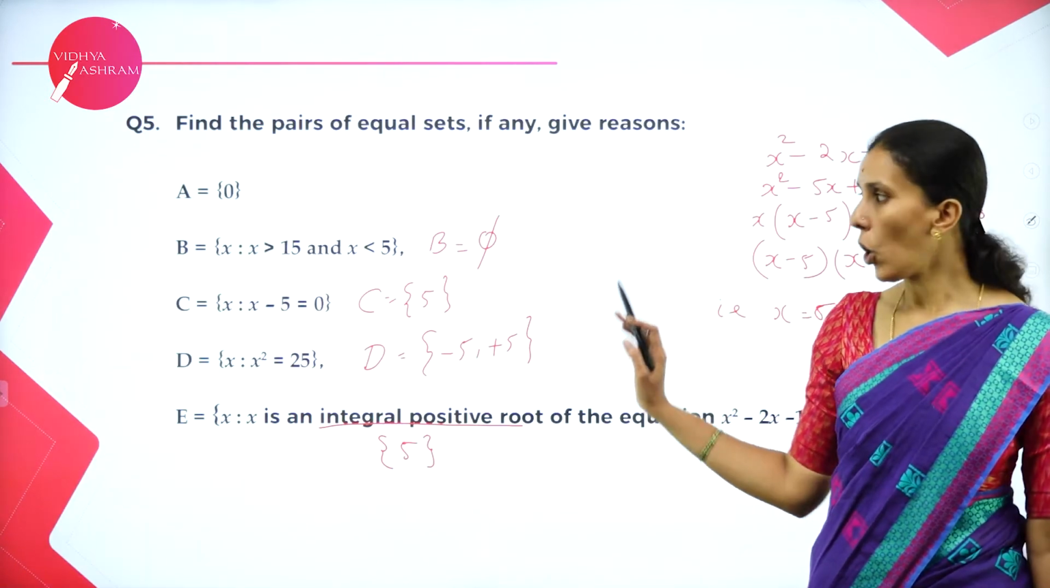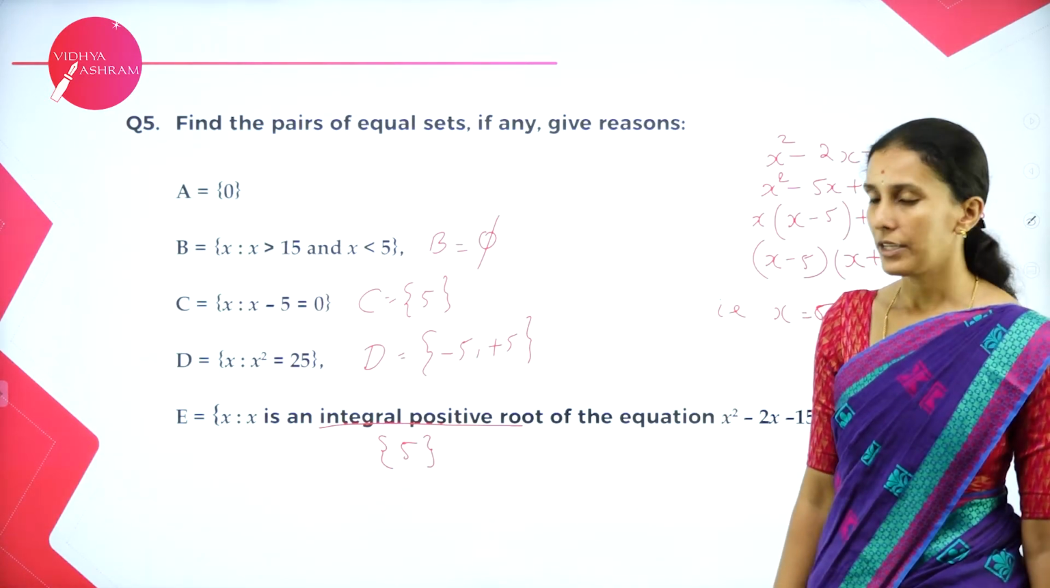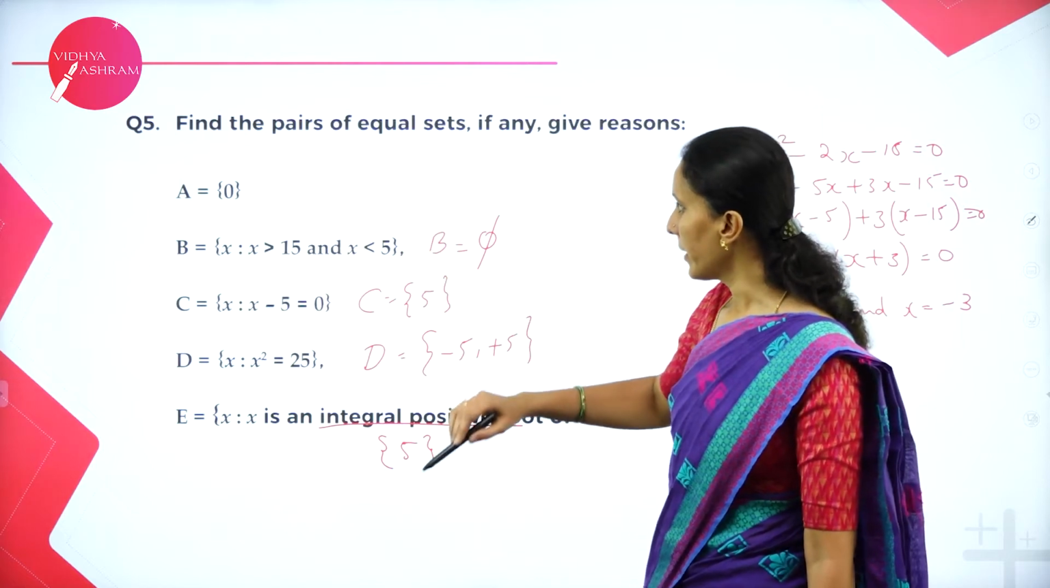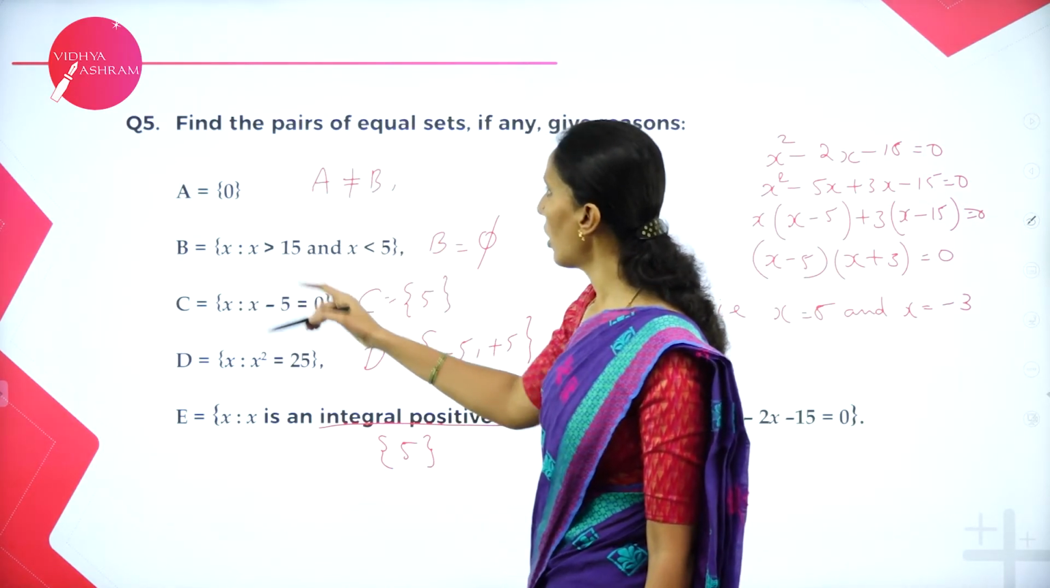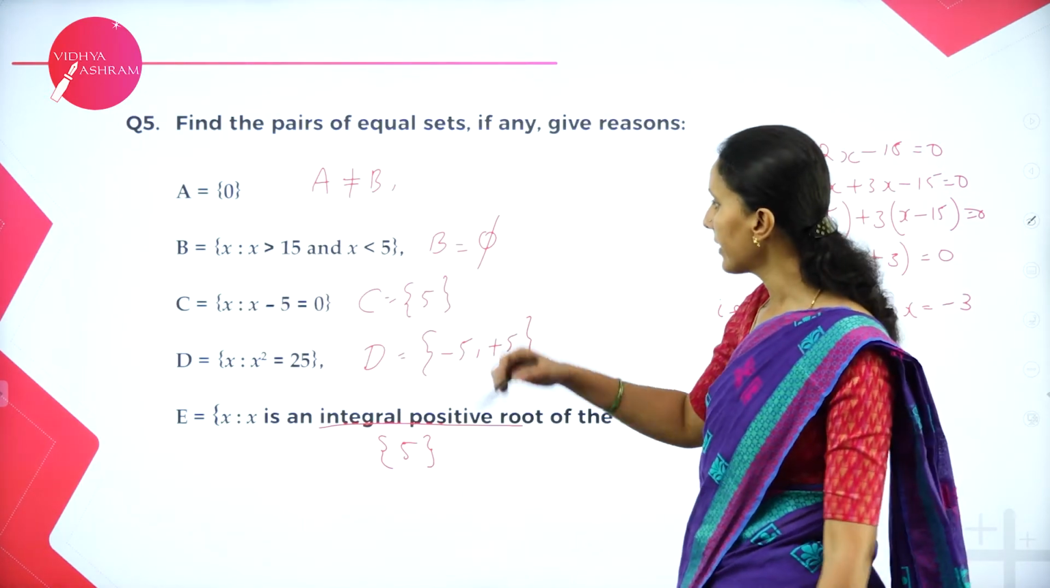Now we will compare all the sets and write it down. Now compare A and B. We can clearly say A ≠ B because A has one element and B is empty.